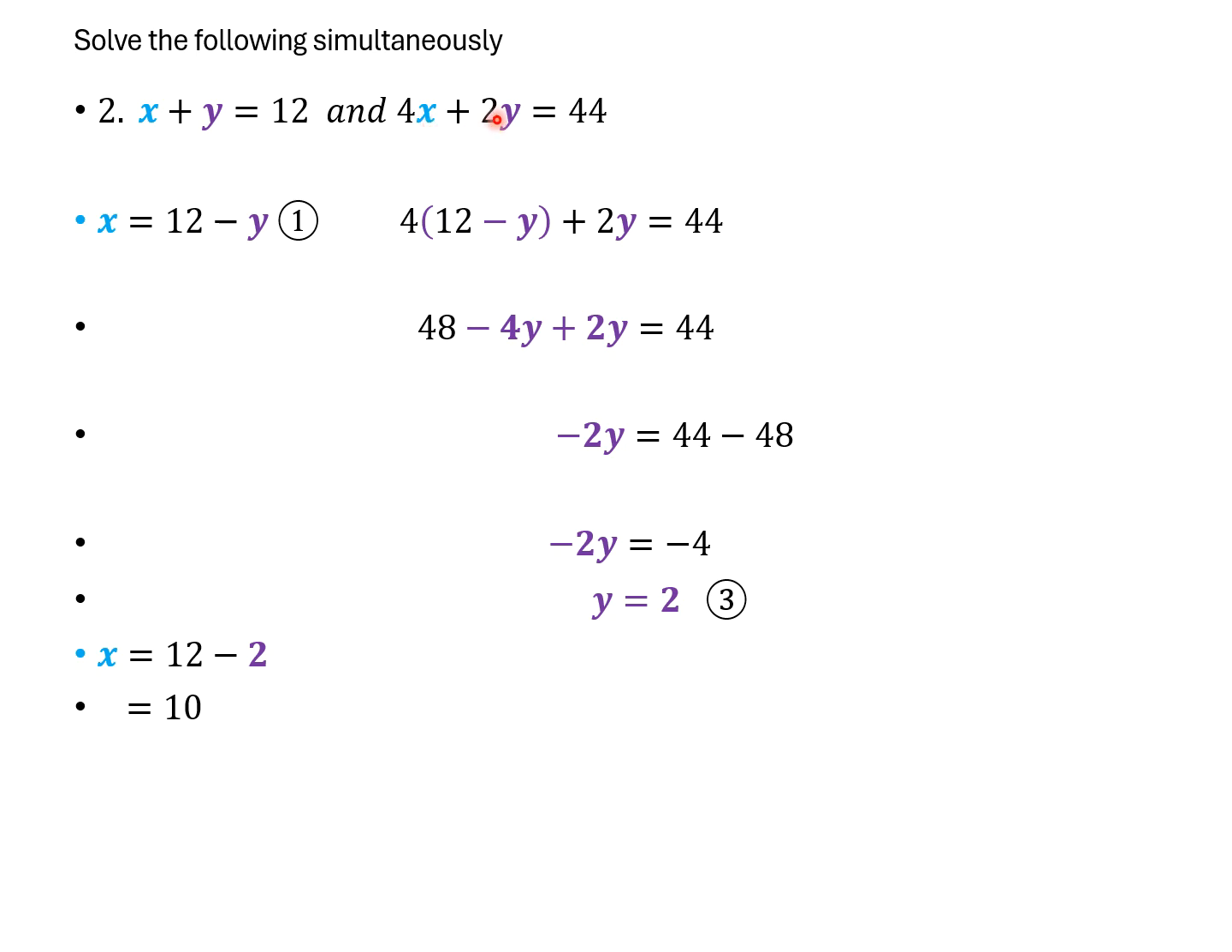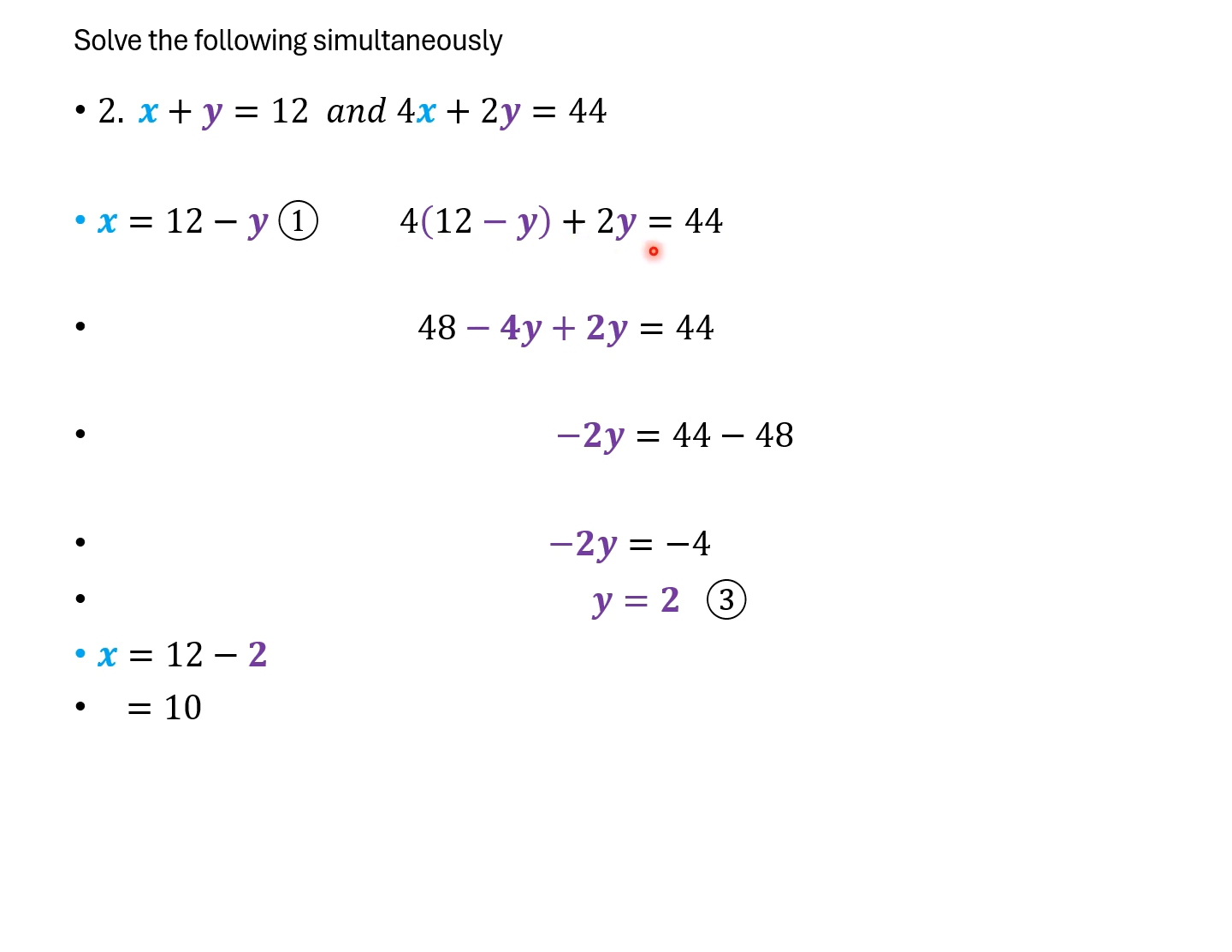Again, between the two, I'm going to make x or y the subject of the formula. Because it says 1x and 1y, I chose x. You could have chosen y as well. So x equals, if I take y across, 12 minus y. Positive y becomes negative y. So there's my first equation. Now wherever I see x, I'm going to put in 12 minus y. That gives me 4 times 12 minus y, in brackets, plus 2y equal 44.